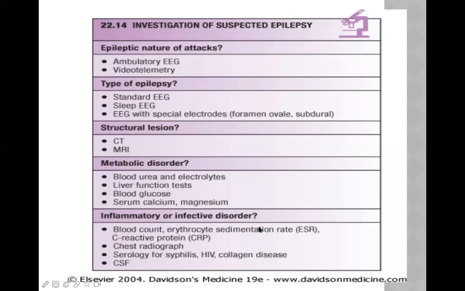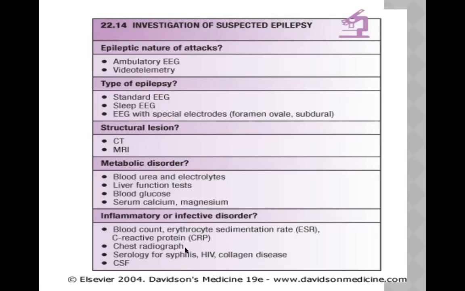Now, another question is whether it is because of an inflammatory or infective disorder. To rule that out or to confirm it, you need to do certain tests like complete blood count, CBC, ESR, and C-reactive protein. ESR and CRP are known as acute phase reactants. They will be high in case of inflammation and infection. Okay, so these are indirect markers.